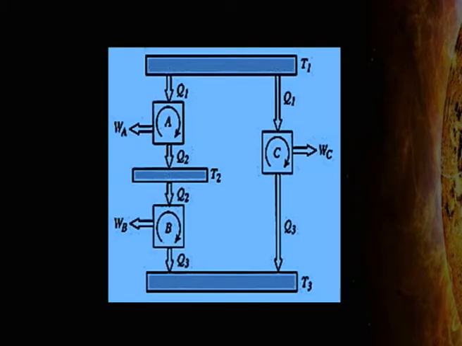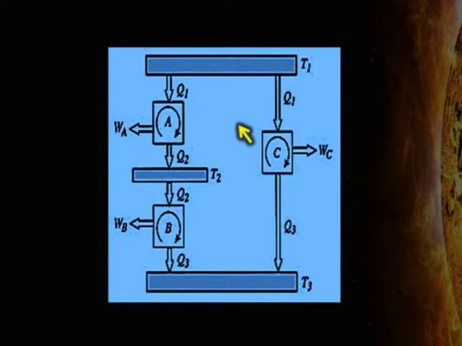To see this, consider the situation shown in the figure, which has three reversible cycles A, B and C. There is a high temperature heat reservoir at temperature T1 and a low temperature heat reservoir at temperature T3. For any two temperatures T1 and T2, the ratio of heat absorbed to heat rejected remains the same for all Carnot cycles if the temperatures remain the same. Now we choose the cycles so that Q1 is the same for A and C and Q3 is the same for B and C.